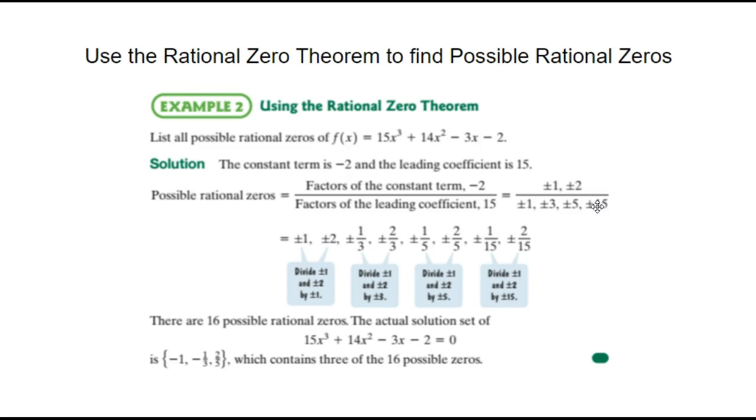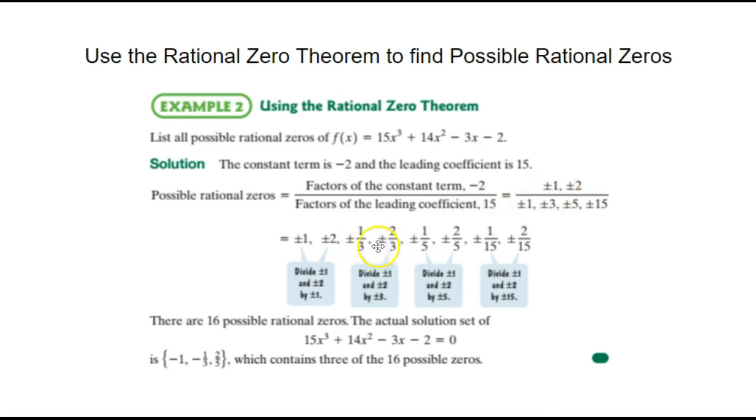So the possible rational zeros are going to come from dividing each number in the numerator by each number in the denominator. So here is that ultimate list right here of possible rational zeros. These 2 answers, or I guess I should say these 4, because you have positive and negative versions of each. In the blue, you'll see it says divide plus or minus 1 and plus or minus 2 by plus or minus 1. So those came from taking each of these numerators, plus or minus 1 and plus or minus 2, and dividing by plus or minus 1. If you divide by plus or minus 1 for each of these, you get exactly what you had before.